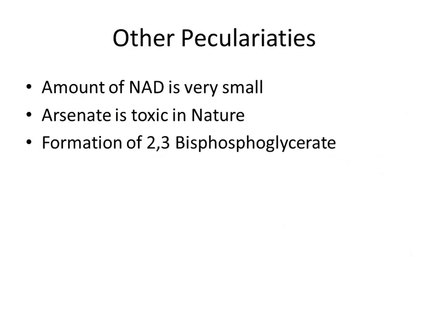The other peculiarity of this reaction is that the amount of NAD in a cell is far smaller than the amount of glucose metabolized in a few minutes. Glycolysis would soon come to a halt if NADH formed in this step of glycolysis were not continuously reoxidized and recycled. Arsenate, an analog of phosphate, poisons by uncoupling oxidation and phosphorylation.